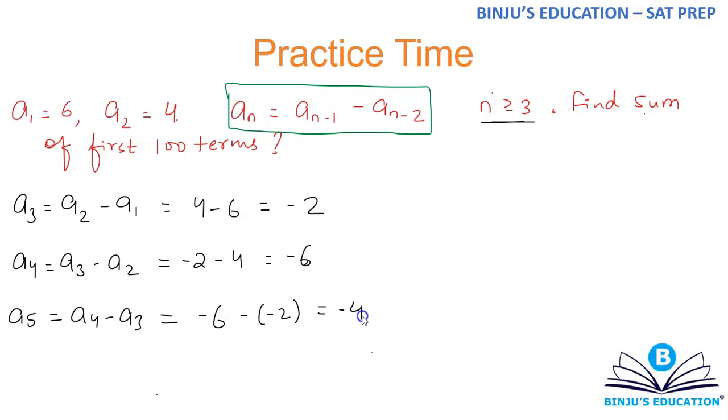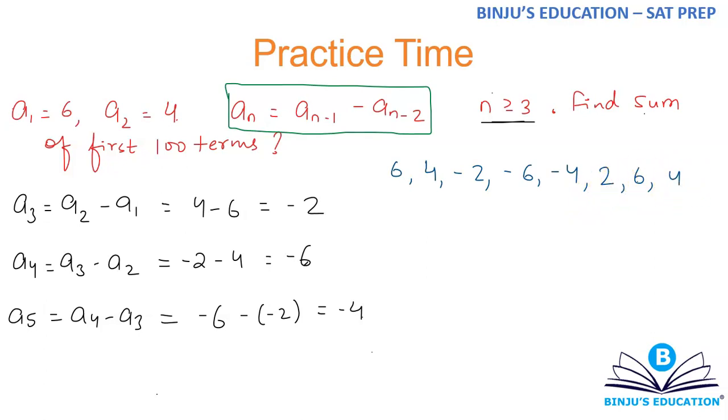So I hope you must have realized the pattern by now. So I'm going to write the terms now rather than writing the entire formula and everything. So I'm starting with 6, then I'm getting 4, then I'm getting minus 2, then I'm getting minus 6, then I'm getting minus 4. Now the next term is minus 4 minus of minus 6, which is equal to 2. The next is 2 minus of minus 4, which is equal to 6. Next is 6 minus of 2, which is equal to 4.